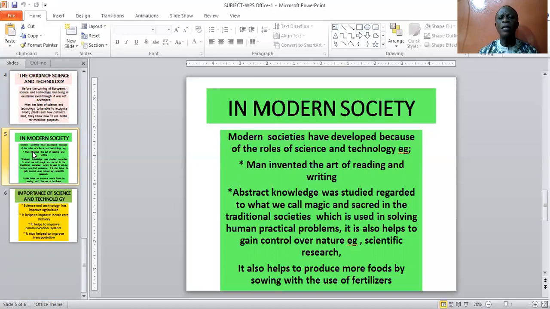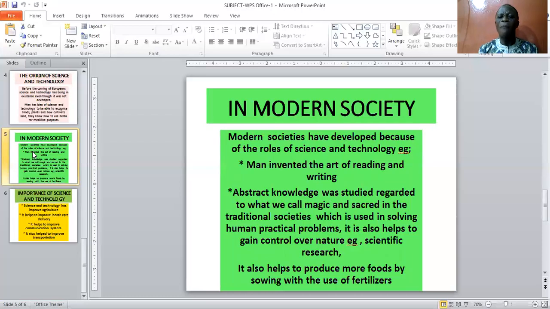Then, secondly, abstract knowledge was studied, regarded as what we call magic and sacred in the traditional societies, and it was used in solving human practical problems. It also helps to gain control over nature, like scientific research. Look at IITA, where they use cassava to make bread. Look at corn, they use corn to make cornflakes. It is through science and technology. Before, did our parents know how to do this?